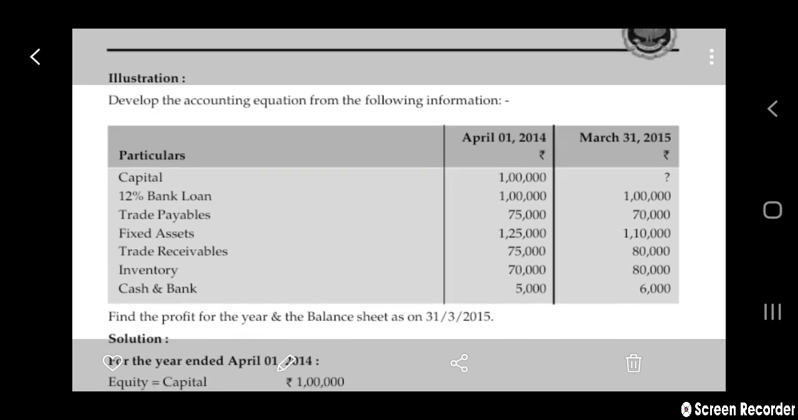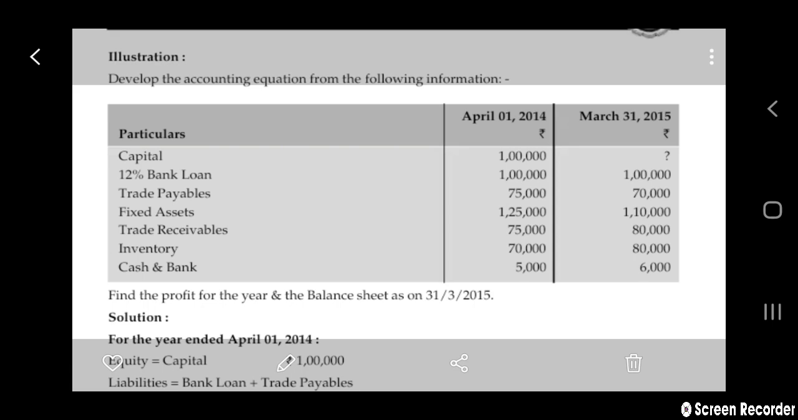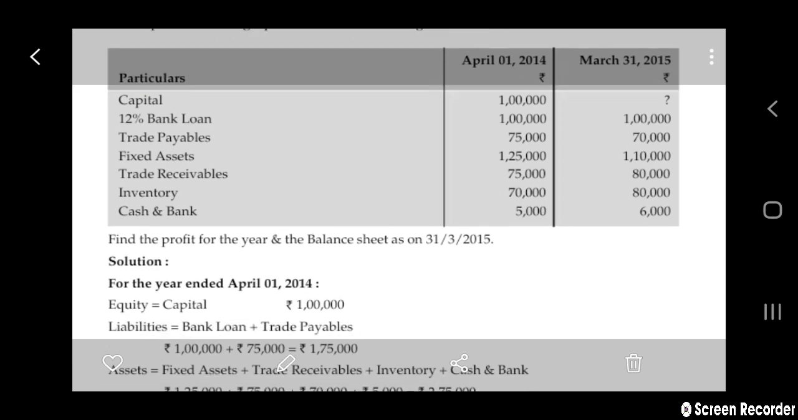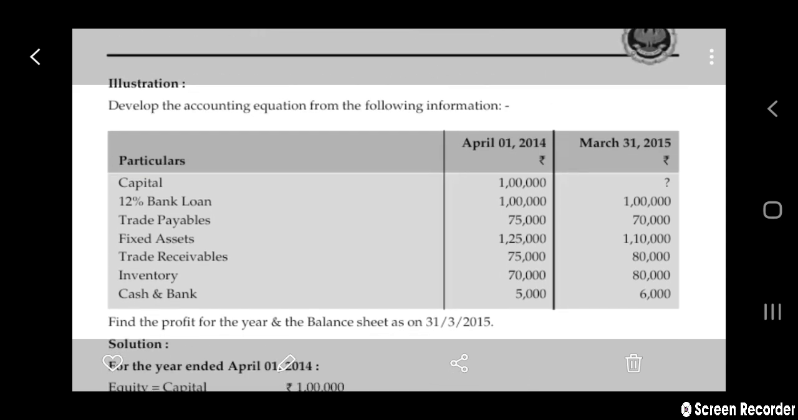Here they have taken April 1, 2014 to March 31st, 2015. How much transaction has happened? Capital is 1 lakh, but on March 31, 2015, we don't know how much capital it was. A 12% bank loan they have taken, which on April 1st, 2014 is 1 lakh, and on March 31st, 2015 it is 1 lakh only. Trade payables are 75,000 on April 1, and on March 31 it is 70,000. Fixed assets were 1,25,000, but on March 31st it is 1,10,000. Trade receivables are 75,000 in April, but on March 31st, 2015 it was 80,000.